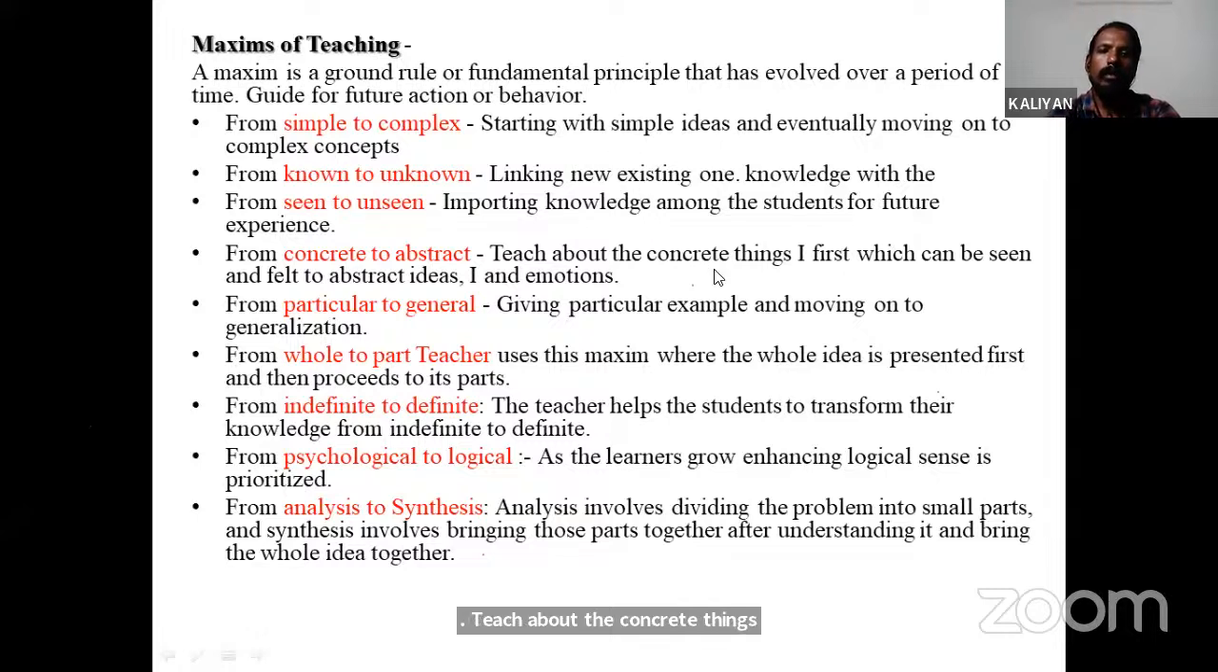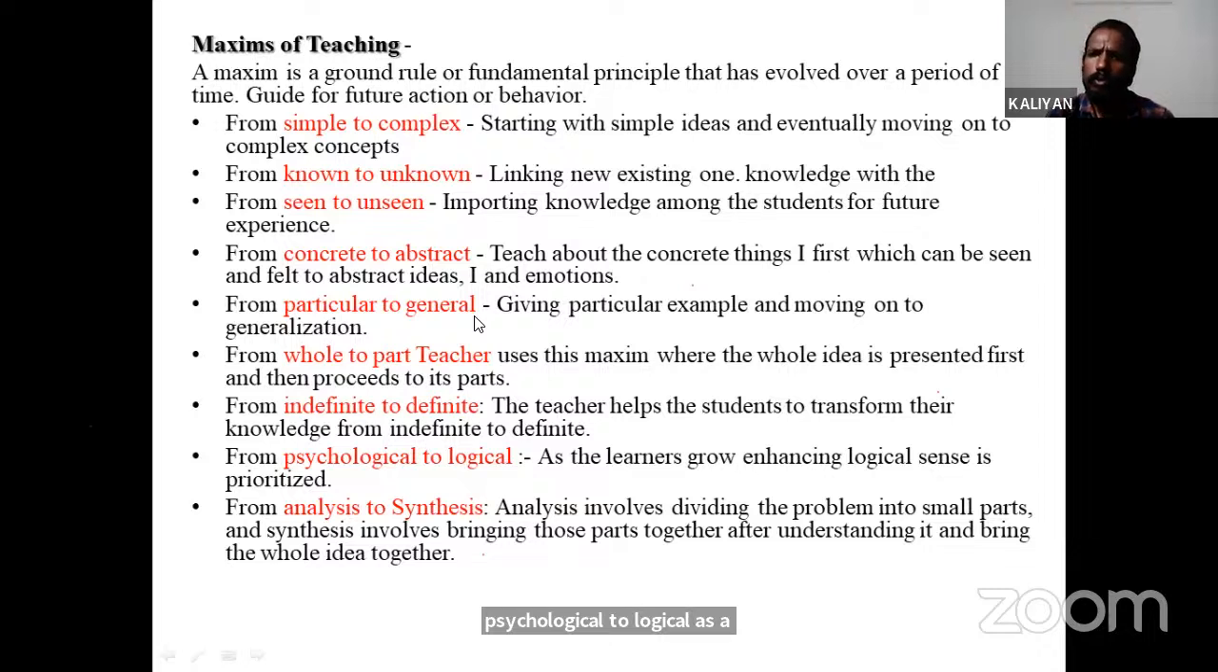First teach what can be felt, concrete, and then move to the abstract ideas and emotions. So particular to general, giving the particular example and moving on to the generalization. Whole to part, the teacher uses the maxim where the whole idea is presented, and then proceeds to its parts. And from indefinite to definite, the teacher helps the student to transform their knowledge from indefinite to definite, psychological to logical. As a learner grows, logical sense is prioritized.